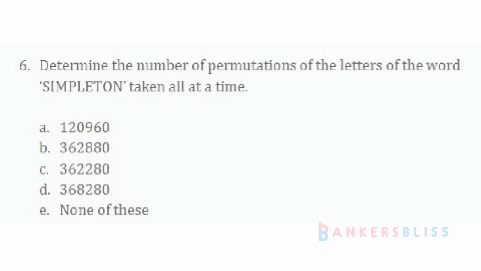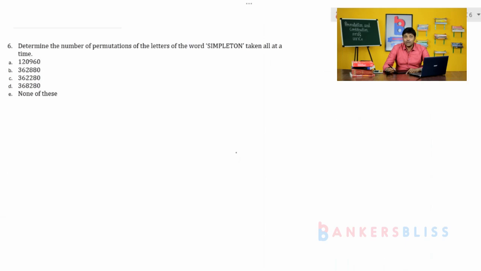Problem number 6. Determine the number of permutations of the letters of the word SIMPLETON taken all at a time. See, these types of problems you can expect in your clerical exam. If you refer to the previous year papers, you can see these types of problems which appeared. So very important problem, max 25 to 30 seconds, not more than that, to simplify.